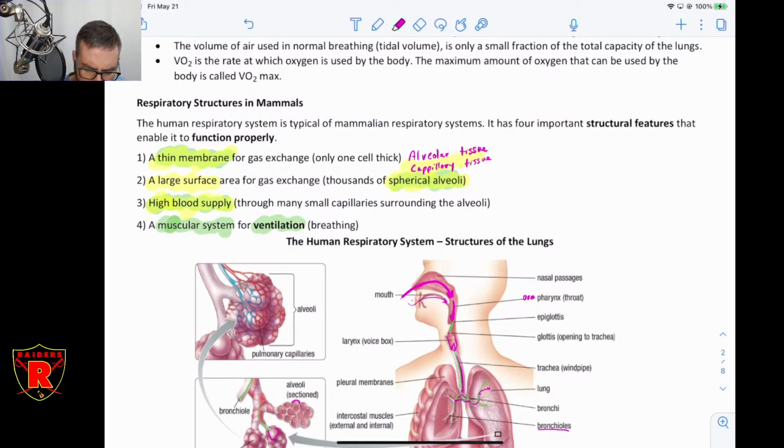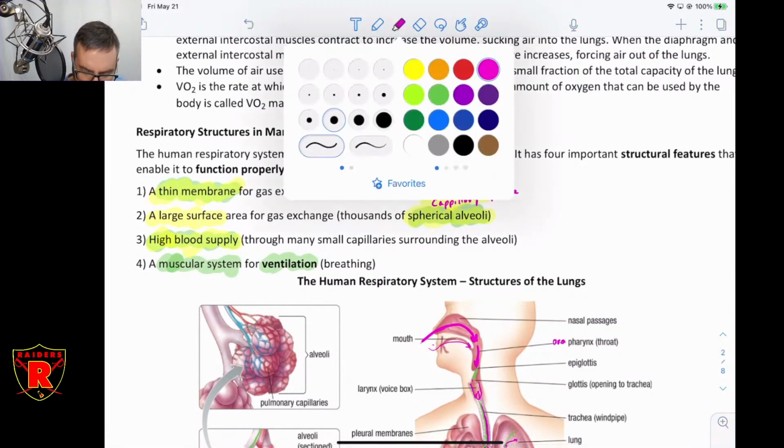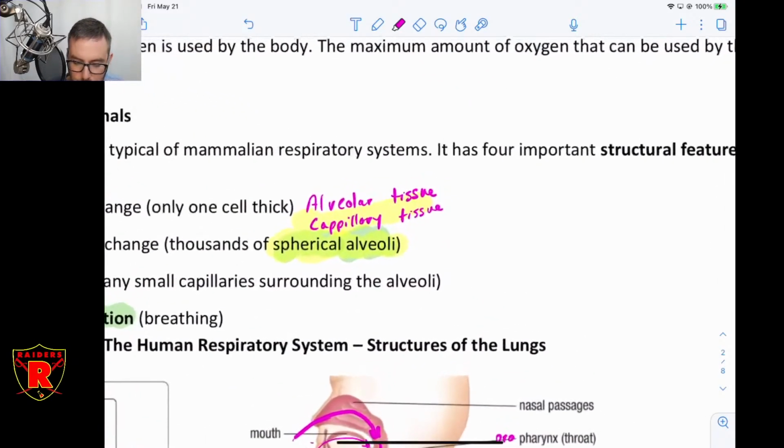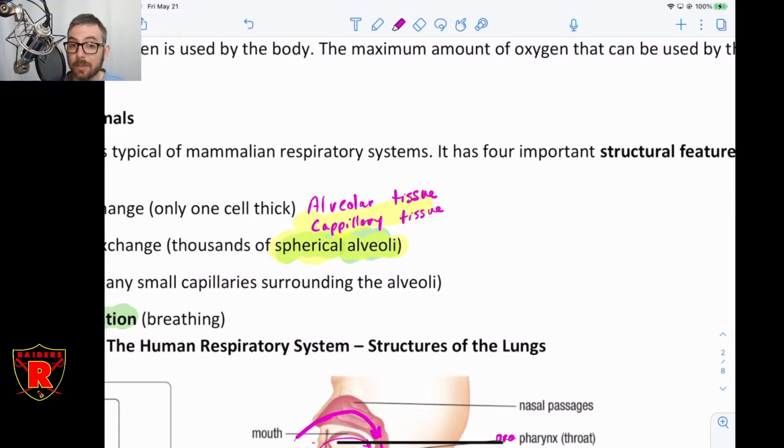So first of all, you need a thin membrane for gas exchange. Anytime that you want gas to pass from one side of a membrane to the other, which we want for diffusion, you've got to make it really thin. I've just mentioned the idea that the alveolar tissue is 1 cell thick and the capillary tissue is 1 cell thick. So you're going to need a thin membrane in order to do gas exchange. Now this is not specific to mammals. All animal respiratory systems are going to require a very thin membrane for gas transportation.